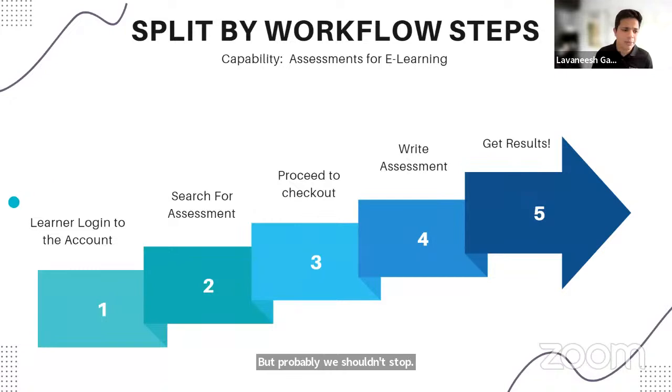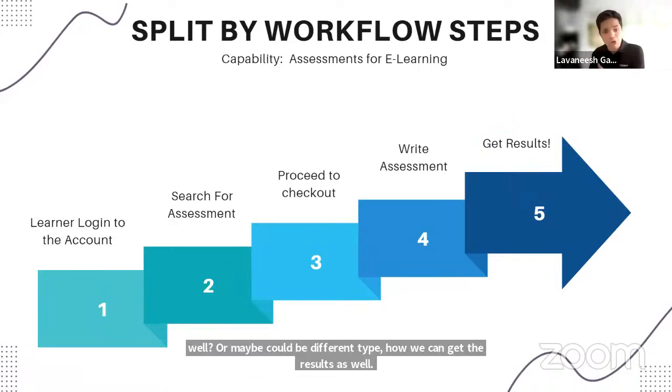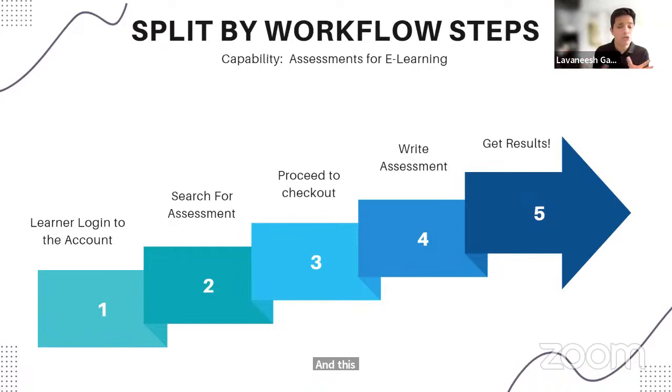We also need to think about what could be the different ways we can log into the system. What could be the different ways we can search the assessment as well? Are there different types of checkout processes as well? Are there different types of writing the assessment as well? Or maybe there could be different types of how we can get the results as well. And this workflow step could further be broken down into many further product backlog items as well.